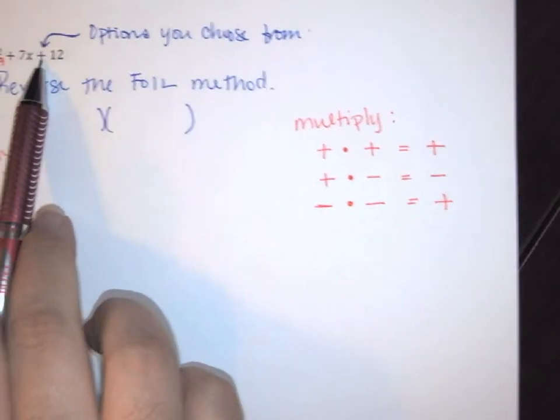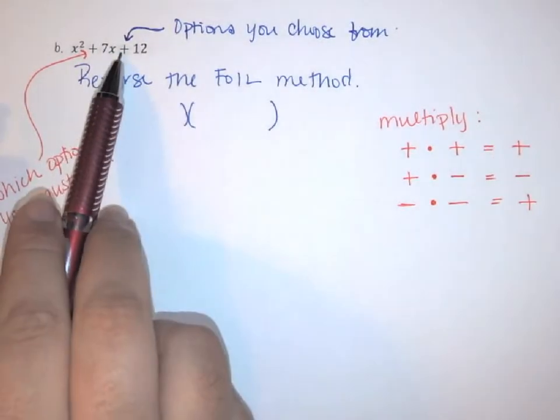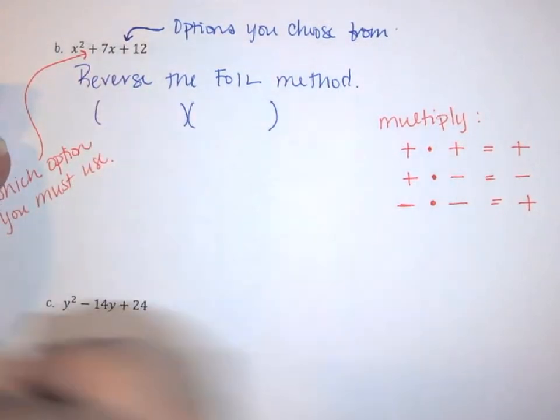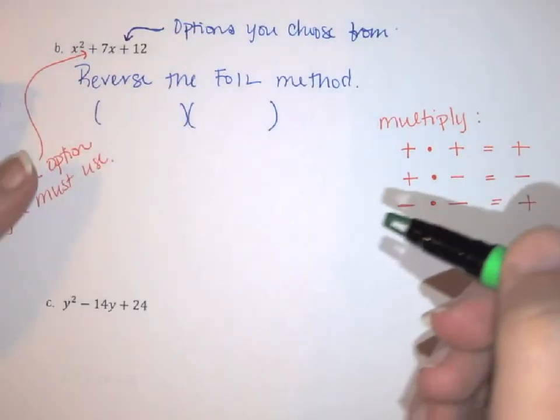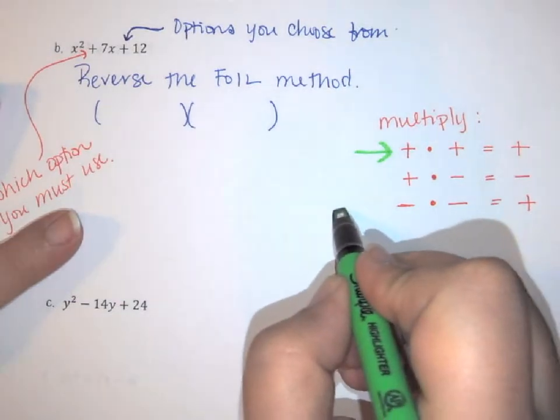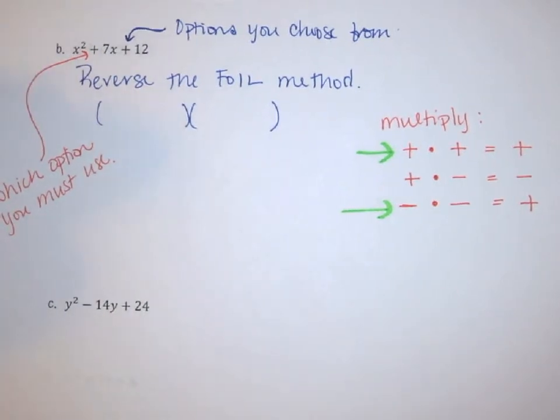So this back term here tells you the options to choose from. Notice my back term here is positive. A positive tells me I have two options to choose from, and those options would be this first one, because I get a positive result, or the bottom one, because I get a positive result. The middle term here tells you which option you have to use. In other words, it tells me which option I have to work from to get my result.